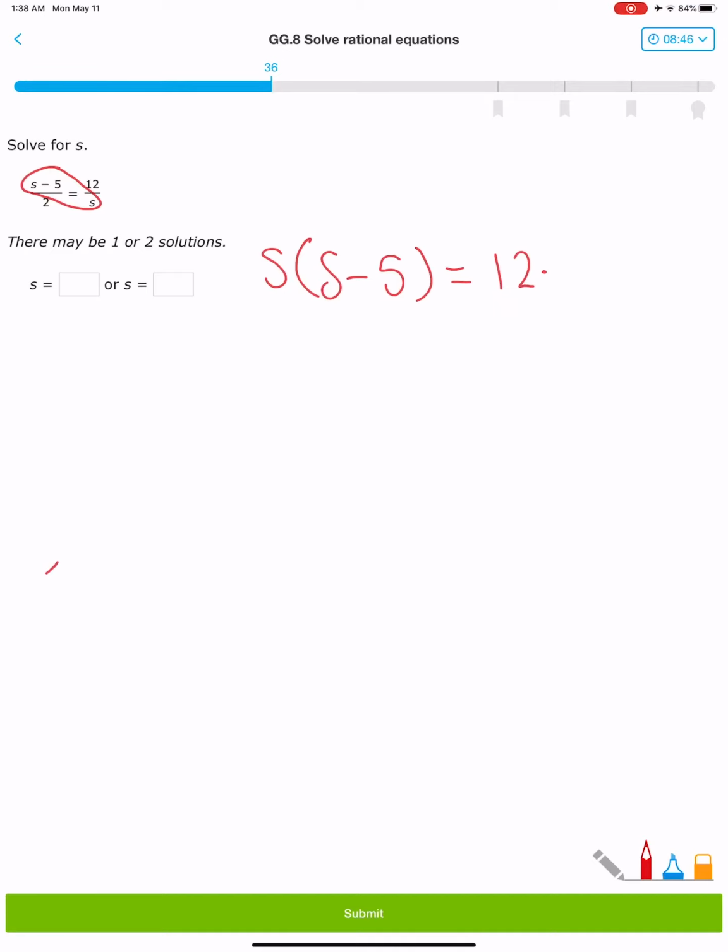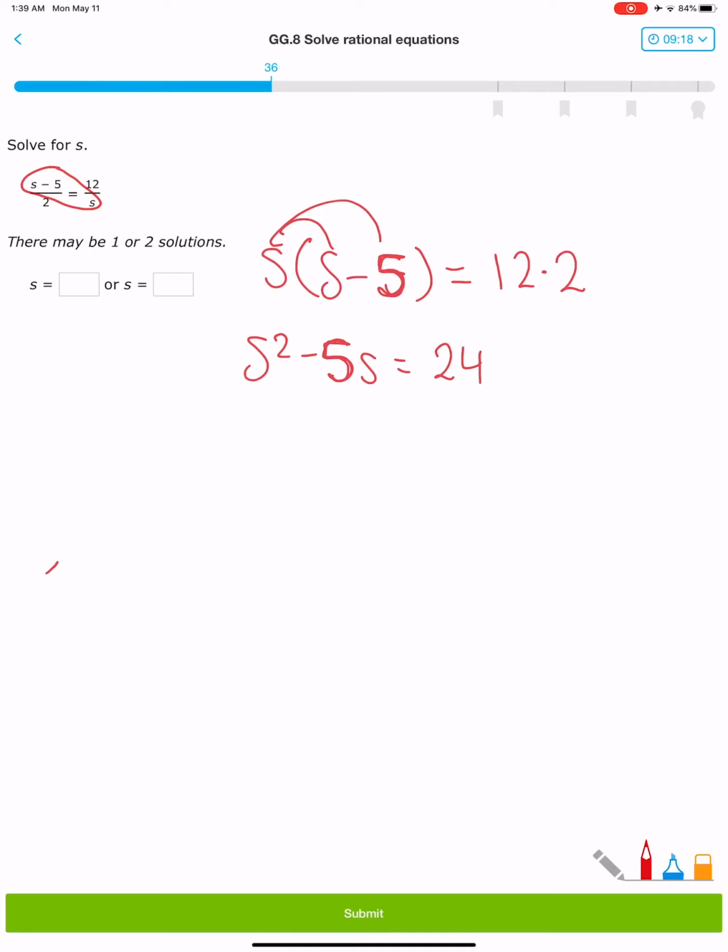12 times 2. Okay? And we can distribute. s times s is s squared. s times negative 5, negative 5s. Just so this is clear, this is a 5, not an s. It's the number 5. Okay? Because a lot of people say my 5s look like s's. Okay? And we got the 12 times the 2, and we got a 24.